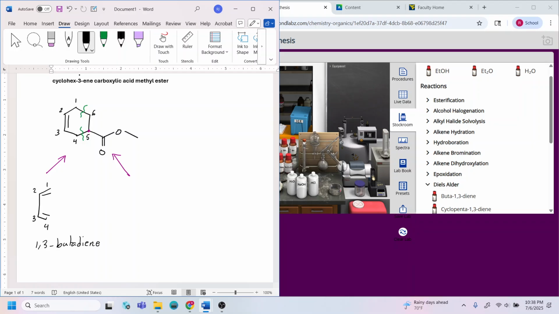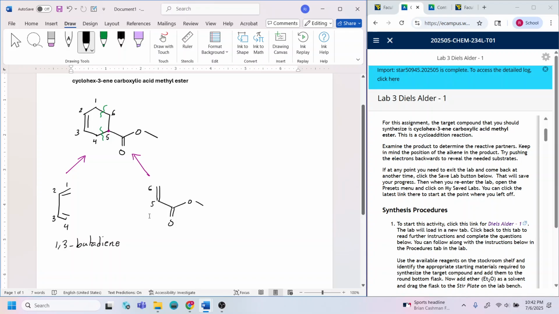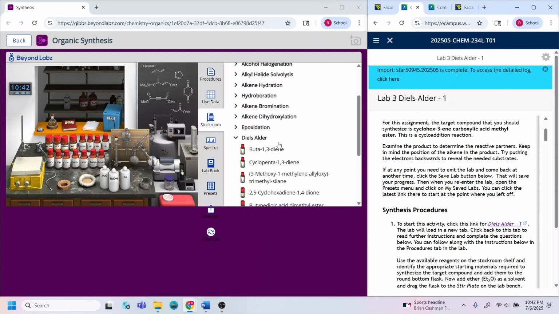And then your dienophile, in this case, you're going to put a double bond between carbons 5 and 6, and then the rest of the substituent on carbon number 5. So this is the diene and the dienophile that we would need to choose in order to make this cyclohexene product. Okay, so we're going to go to the experiment.